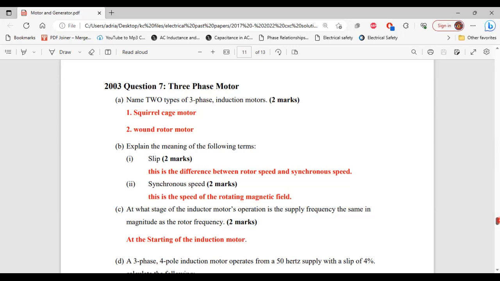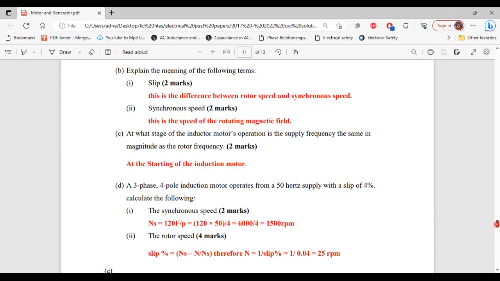For part B, it says explain the meaning of the following terms. Part 1, slip. So this is the difference between rotor speed and synchronous speed. Part 2, synchronous speed. So this is the speed of the rotating magnetic field. All right, so that's it for part B.